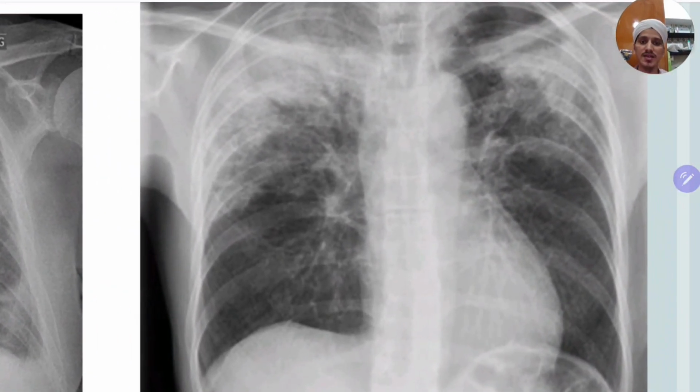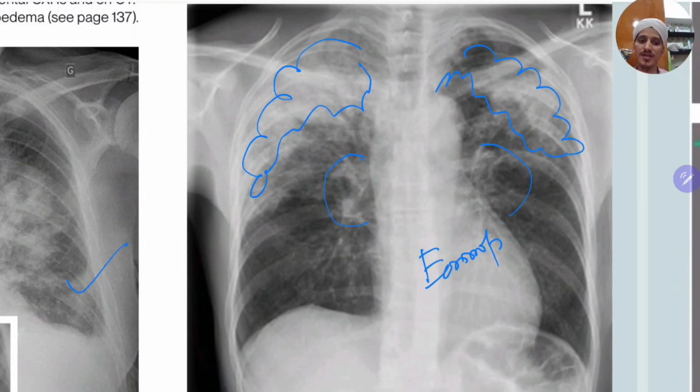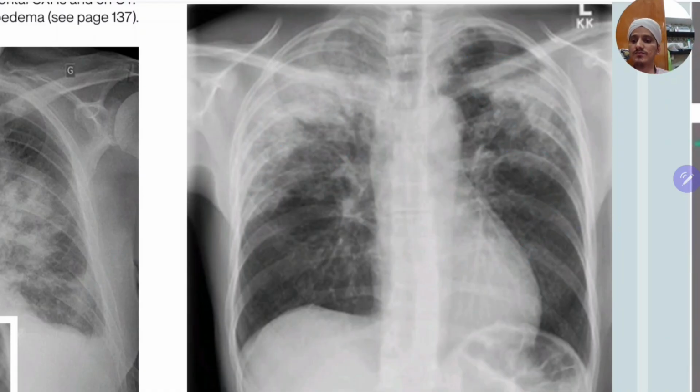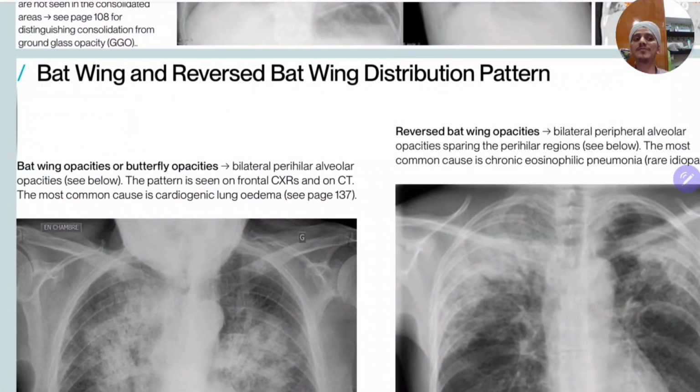And in these lungs, this is just opposite to this X-ray. So here you are not seeing perihilar, but here you are seeing it at the peripheries of the lung. Bilaterally you are seeing, peripheries also. It is an example of eosinophilic pneumonia. It is rare, but just remember. Eosinophilic pneumonia. So these are the X-rays, these are the types of consolidation which we usually see.